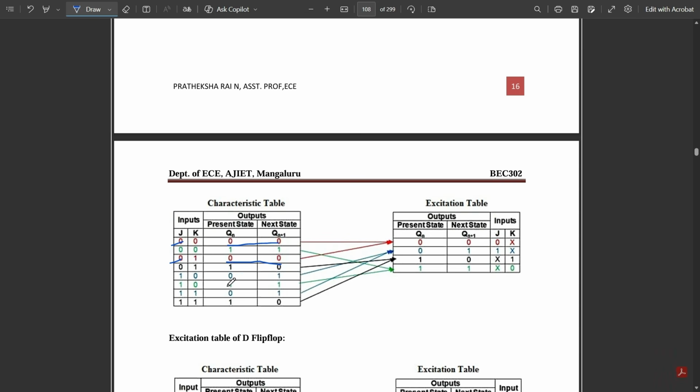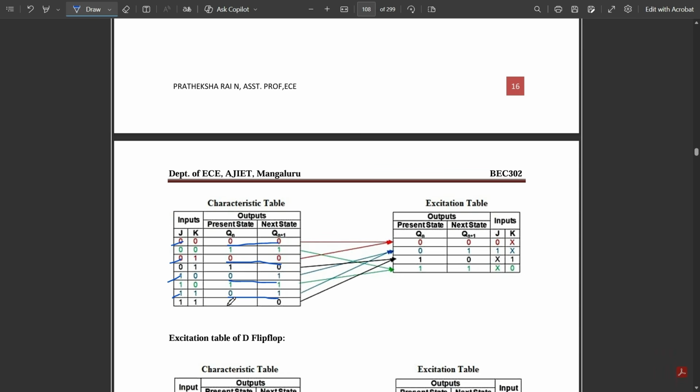And next for 0 1, you see here 0 1 is repeated twice. So the inputs are 1 0 and 1 1. So this 1 remains the same, and here it changed from 0 to 1 at the K state. So that's why 1 and X here. Okay, so this is for 0 1.